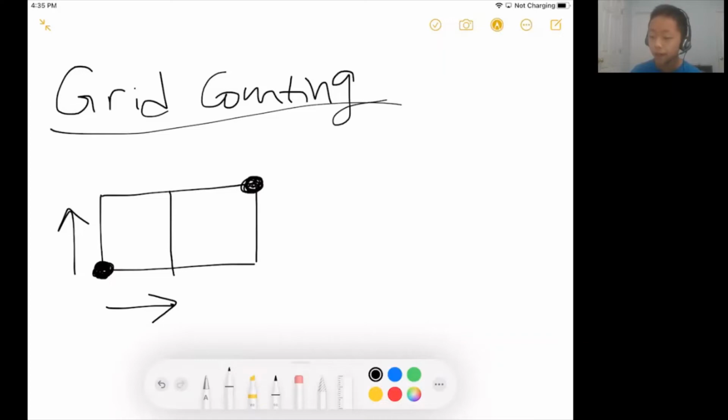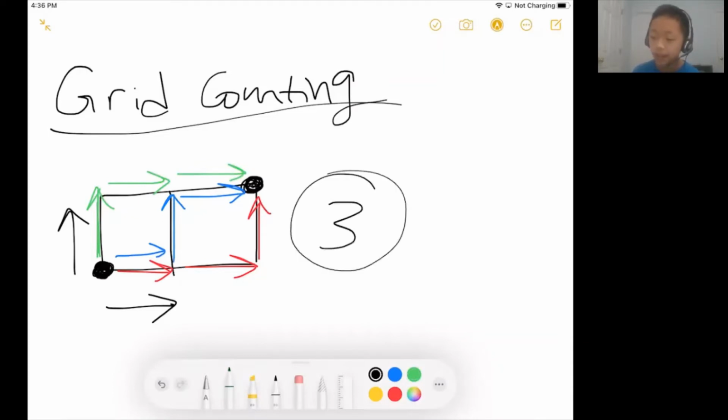One possible way for the person to get from the bottom left corner to the top right corner is to move 2 times to the right and then 1 time up. So that's one way. Another way is to go right, then up, and then right. That's the blue path. The person could also go up and then right 2 times. That's the green path. So in this case, we clearly see there are a total of 3 possible ways for the person to go from the bottom left corner to the top right corner. So the answer in this case would be 3.